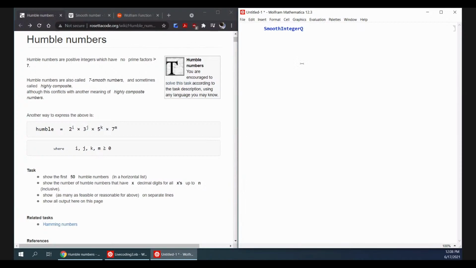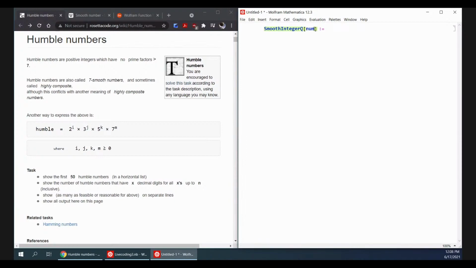Yeah, I would say this would probably work. We'll give it a shot. All right, so it's going to be some function. It's got some square brackets where we'll put the inputs, and then it'll have delayed assignment to some value. Its inputs are going to be the number that you're testing, whether it's smooth or not.